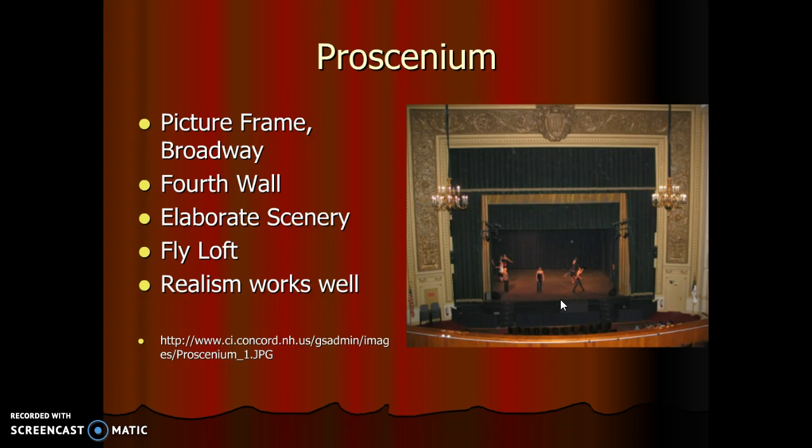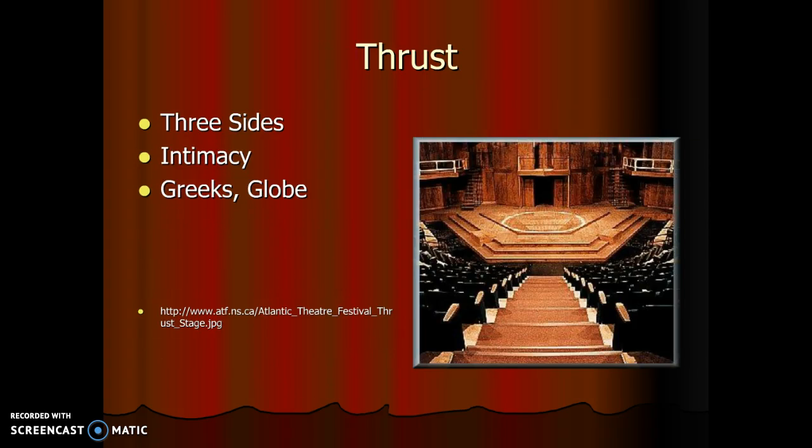So the box set was a box, a room with four walls, and you would just decide which wall you would remove. Well, the fourth wall is removed, and suddenly you can see in. So this is the space where the fourth wall works the best. Realism works very well because you can put a whole set on stage. You can have walls and what you might think of as a set, really, in this space, and it works very well in here.